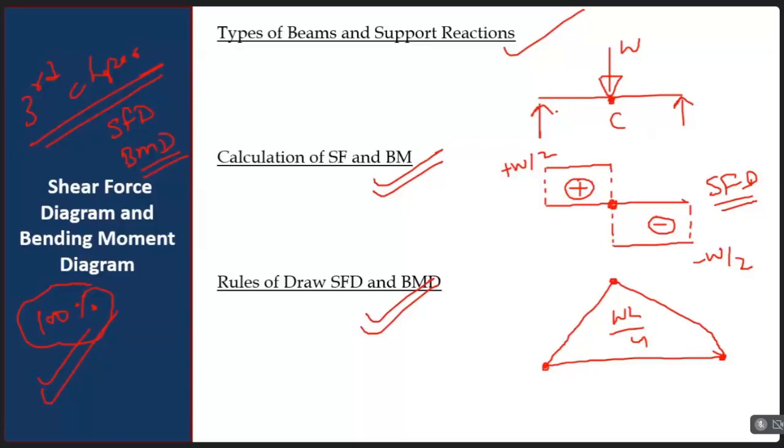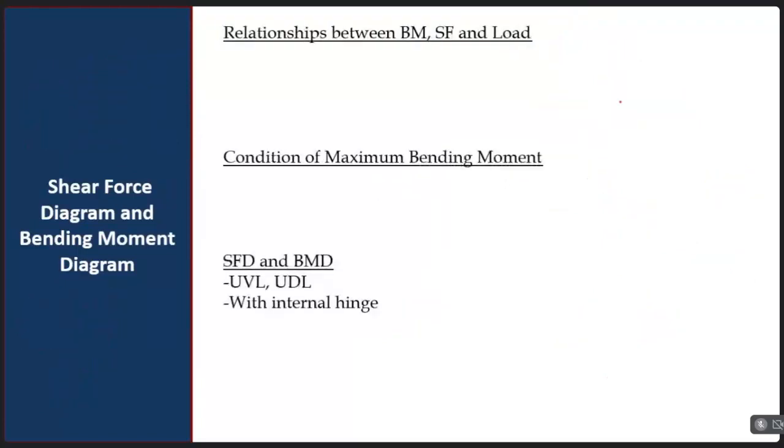So definitely this chapter should be very clear. 100% one question guarantee from this chapter. Very, very important chapter. That is shear force as well as bending moment diagram here we have. Now we have the relation between the shear force and bending moment diagram, very important. And the condition of maximum bending moment, that is where we can have maximum bending moment.